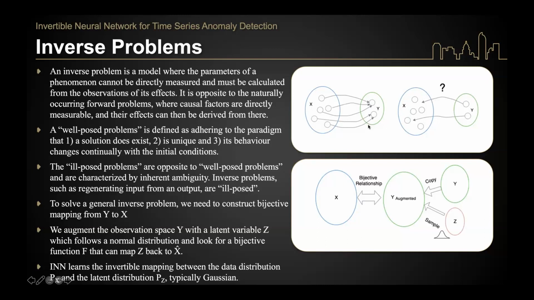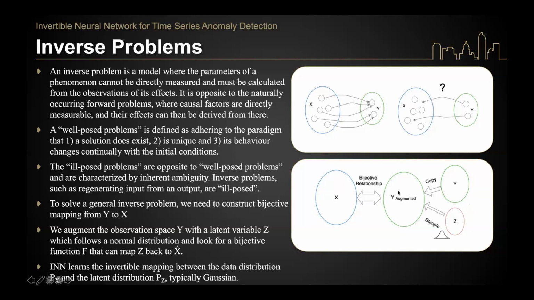So that's where these invertible neural networks come in. That's a very interesting domain. What happens here, in order to solve this problem, we somehow need to construct this bijective relationship where we can actually map X to Y and then go back, right? So in order to go back, we need that one-to-one relationship. Well, we don't have it. So what we do, we augment Y with the learned latent space, sampling from the latent space Z to compensate for the difference in dimensions between X and Y.